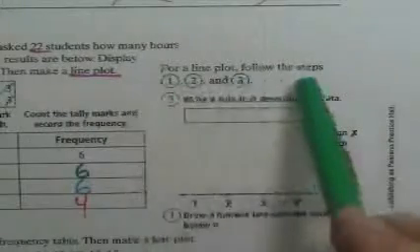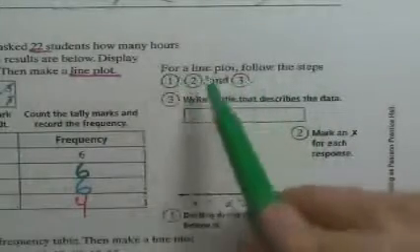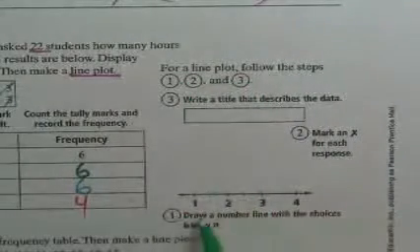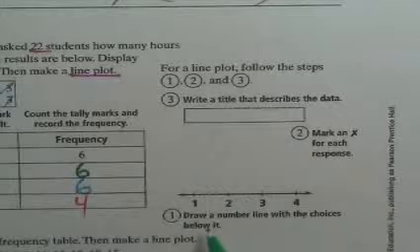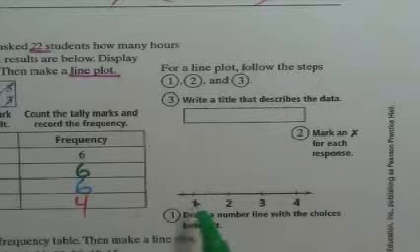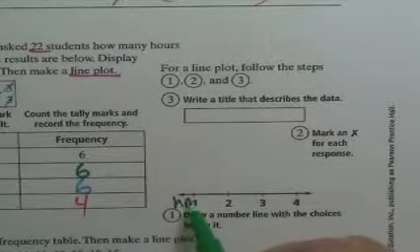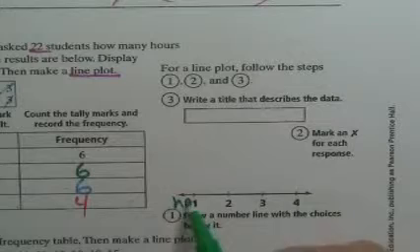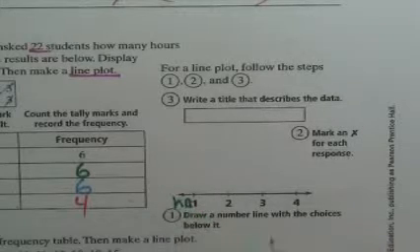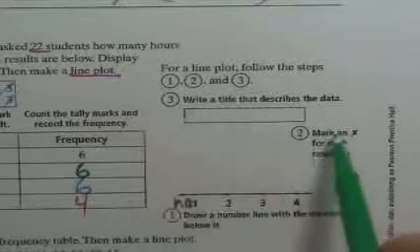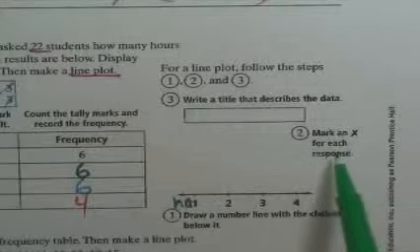Now let's go over here, and it says, for a line plot, follow these 3 steps. Step number 1, down here, you draw a number line with the choices below it. So a number line, because we had people who had 1 hour, 2 hours, 3 hours, 4 hours. These are our hours.